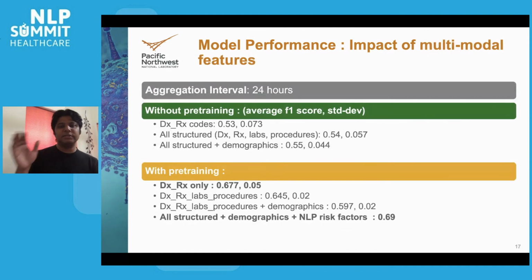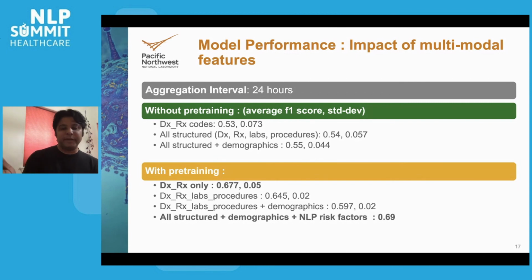The final slide tells you what happens if you don't use the pre-training cohort. What happens if you just train the model on the COVID-19 cohort? You can see that the top half is just training a model on the COVID-19 cohort, and the F1 score is about 0.53. On the other hand, if we pre-train on the broader cohort, the acute respiratory distress syndrome cohort, and then fine-tune the model further on the COVID-19 one, the performance of the model goes up significantly to 0.677.